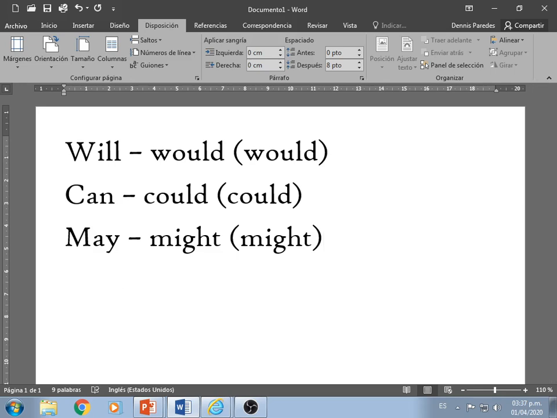In some cases, when we use must, we have a change. If it is must, I have seen in some books that you have to use had to, but let's suppose that you have had to, so you're going to continue saying had to.